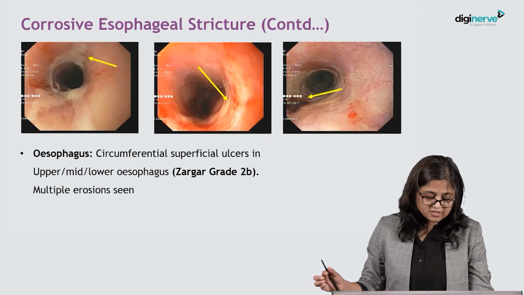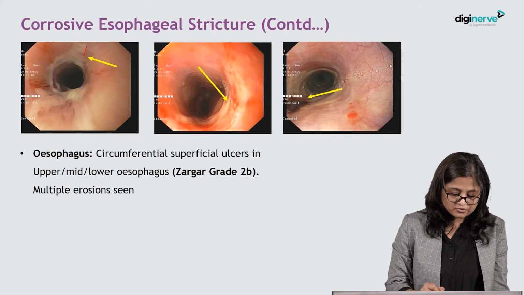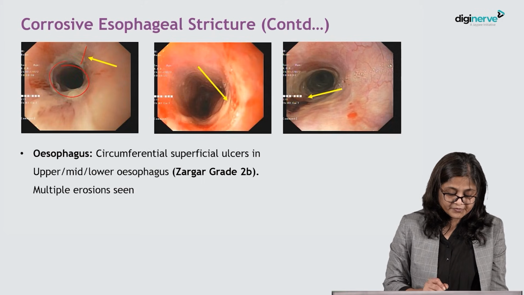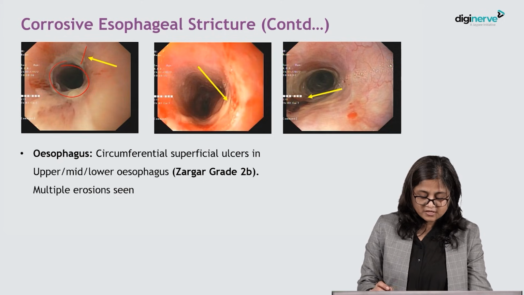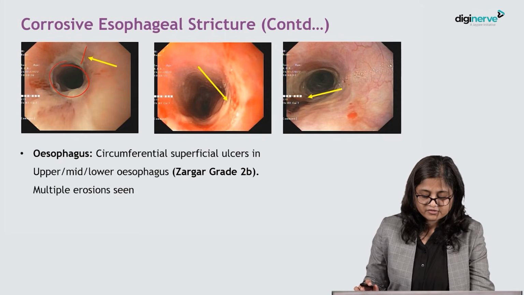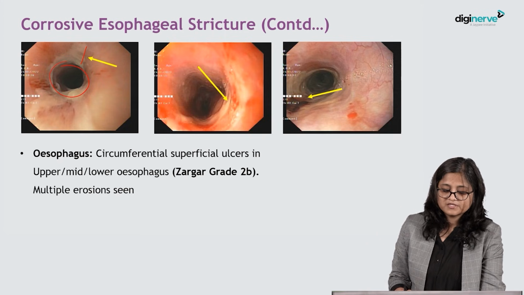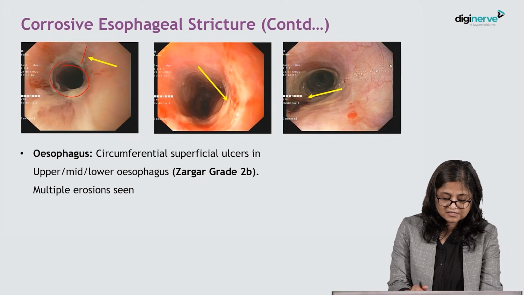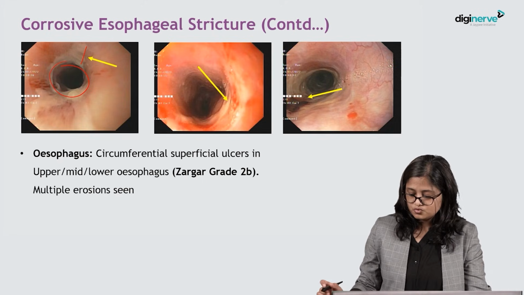These are some of the pictures. As you can see, the arrow shows this is the linear and this is the circumferential ulcer. So, this type of esophageal injury is a high grade esophageal injury. This endoscopy was done in acute corrosive ingestion and this injury shows Zargar grade 2B.